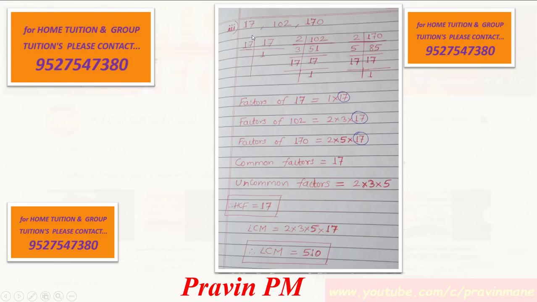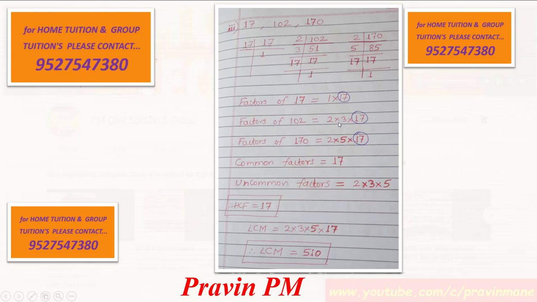Now third, find the HCF and LCM of 170, 102 and 170. First step is find the factors of 170, 17, 1. Find the factors of 102, they are 2, 3 and 17. Find the factors of 170, they are 2, 5 and 17. So factors of 17, 1 into 17. Factors of 102, 2 into 3 into 17. Factors of 170 is equal to 2 into 5 into 17.